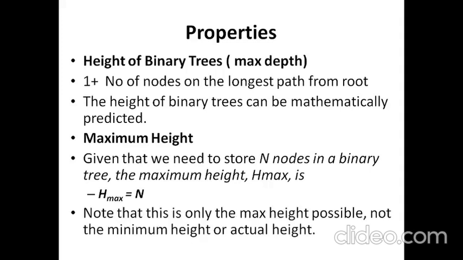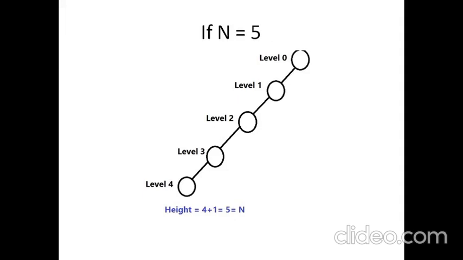What we are saying is only the maximum height. It need not be the actual height. So when you actually construct the tree, it can be less than the maximum height. We are only talking about the maximum possibility, not the minimum or actual one. We are going to see an example for that.